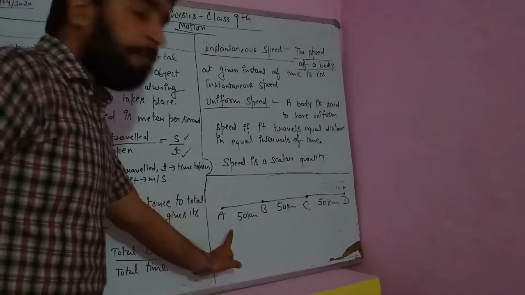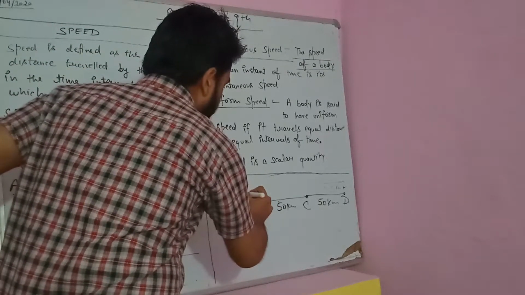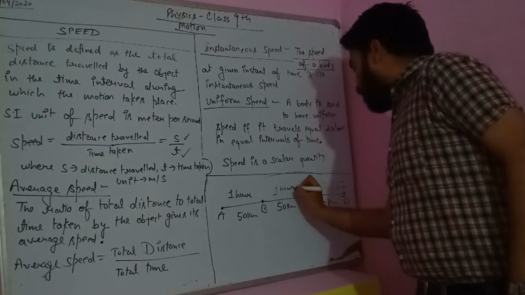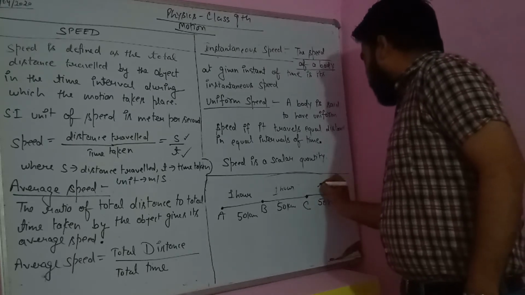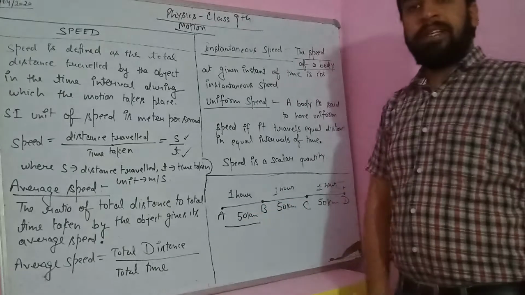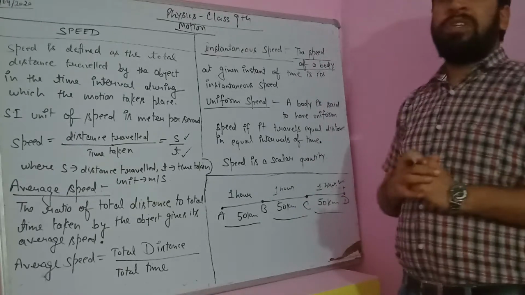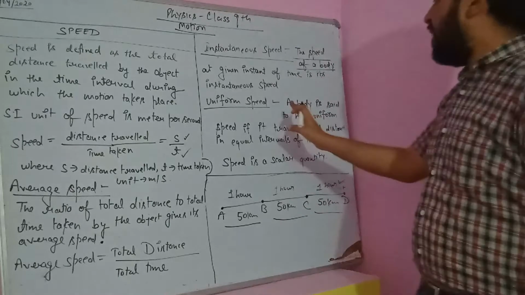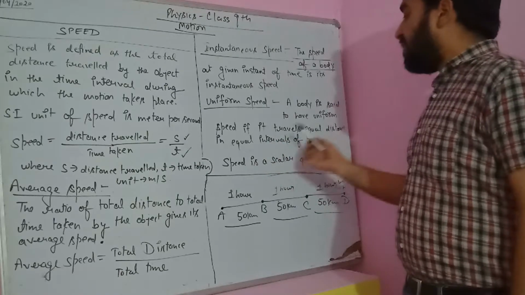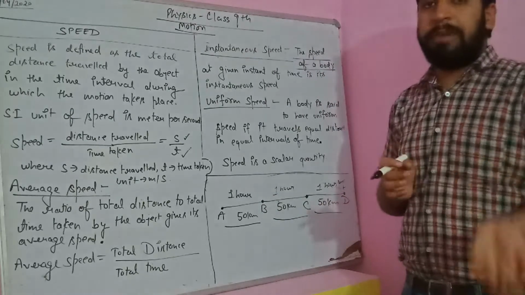Now suppose from A to B the body has consumed 1 hour. For B to C, the body again has consumed 1 hour. From C to D, again the body has consumed 1 hour. So students, we are very sure that for equal distance, the body has taken equal time. Such kind of speed is known as uniform speed. A body is said to have uniform speed if it travels equal distance in equal intervals of time.